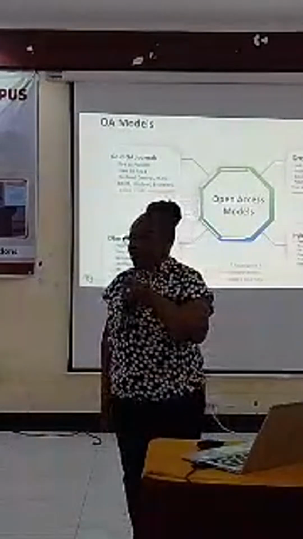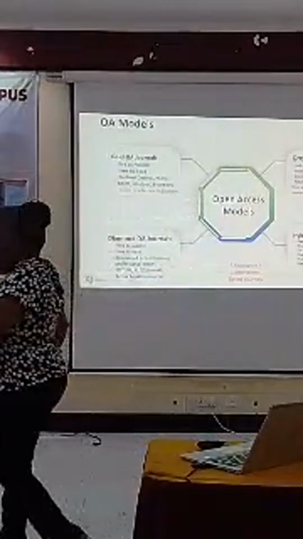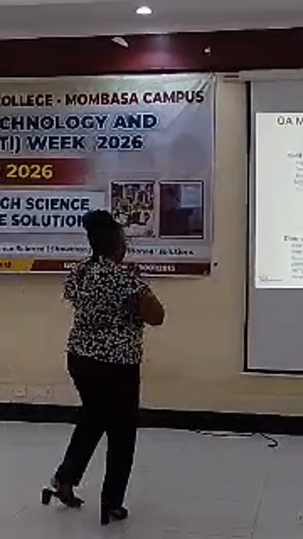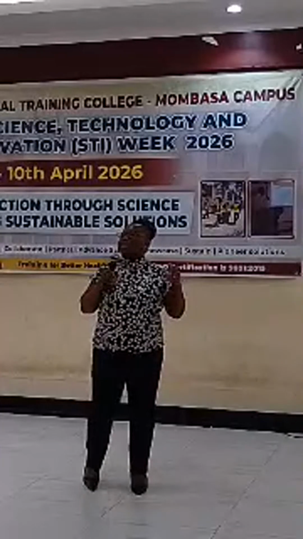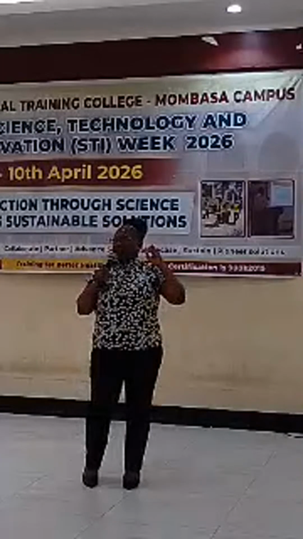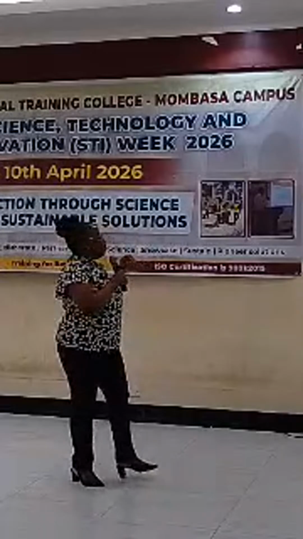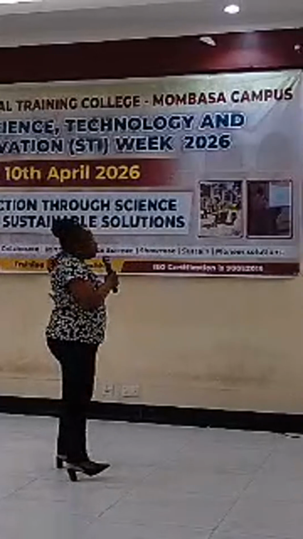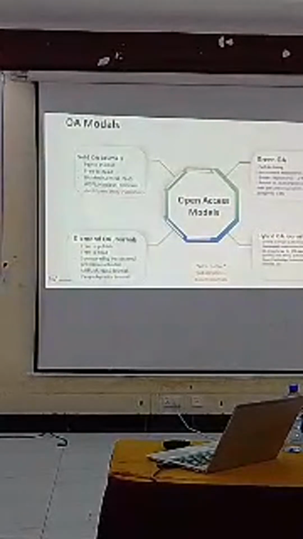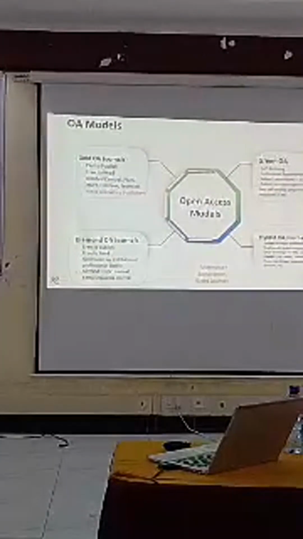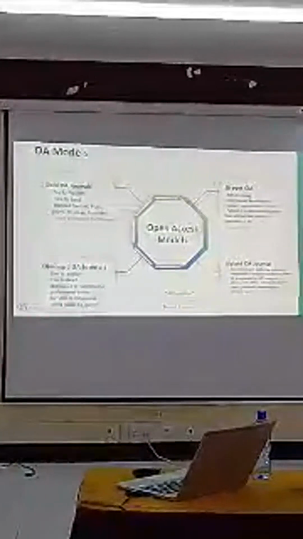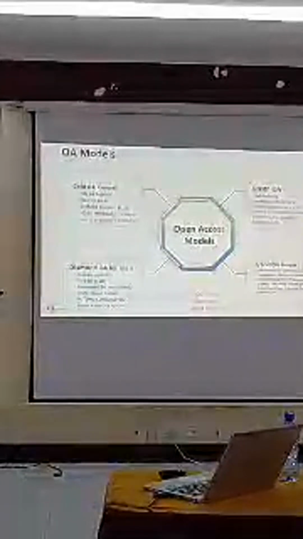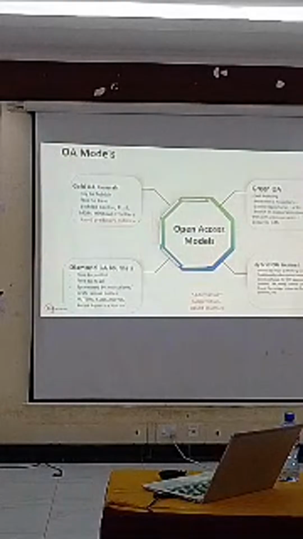So, open access models. This is where now you need to be able to understand. Open access is not all the same. It is on different levels, or what we call different models. So when you interact with a journal, when you are submitting an article to a journal, try to understand, okay, this journal is open access, but which model of open access does it fall on? Is it a gold open access journal?